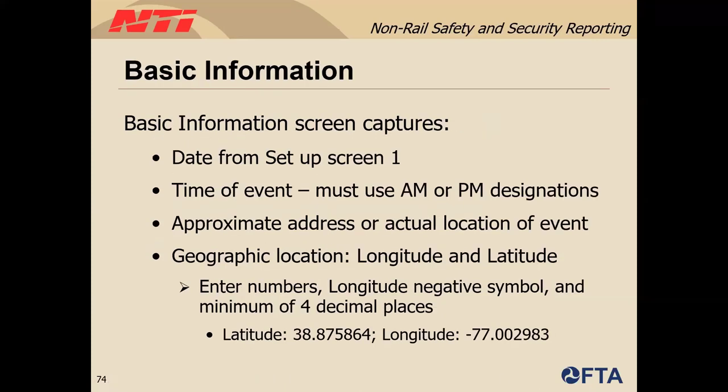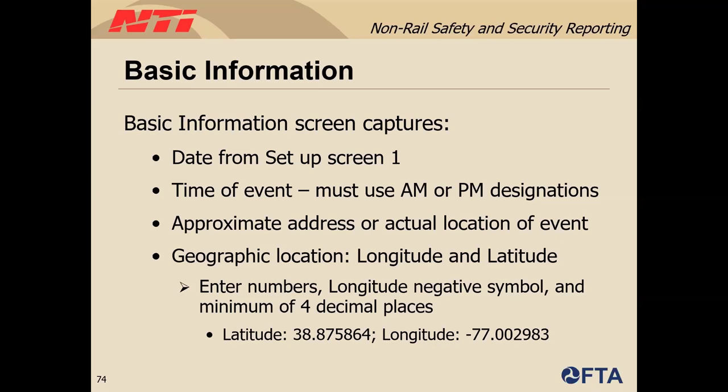If the event meets the criteria for a major event, the basic information screen will appear next. The basic information screen displays the date you already selected. When entering the time, be sure to use AM or PM designations, even if you use military or 24-hour clock format. The approximate or actual location of the event. The geographic location, longitude, and latitude is required. You are permitted to enter numbers, a decimal point, and a negative symbol for the longitude. Please use a minimum of 4 decimal places.